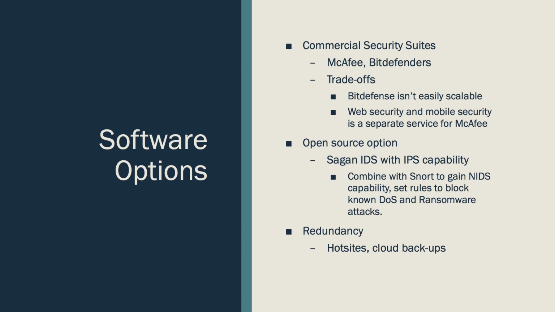SideGuard as an open source solution is free but lacks many of the tools included in the McAfee and Bitdefender suites. Specifically, it does not include antivirus protection. Furthermore, while it does have some intrusion detection system and intrusion prevention system capabilities, it requires other tools to reach its full potential. In addition, to add redundancy, a HotSite or cloud backup service should be purchased as a temporary solution to the ransomware attack.